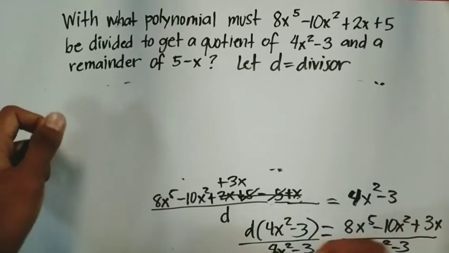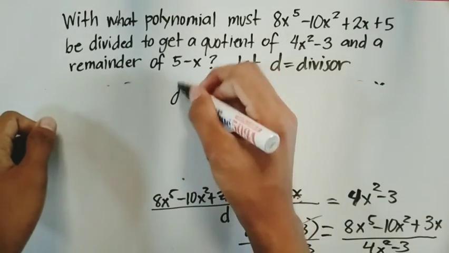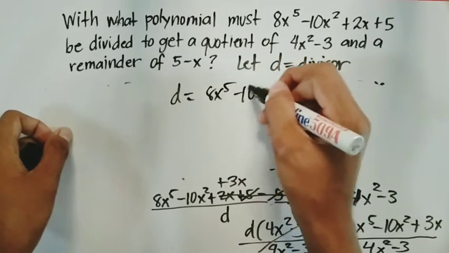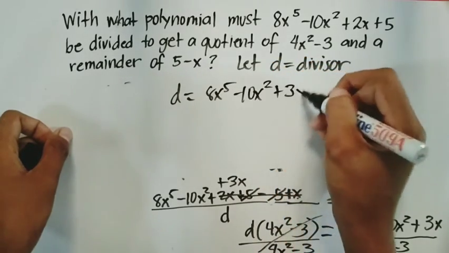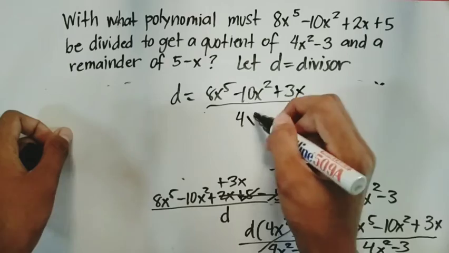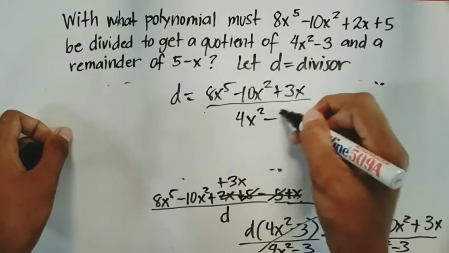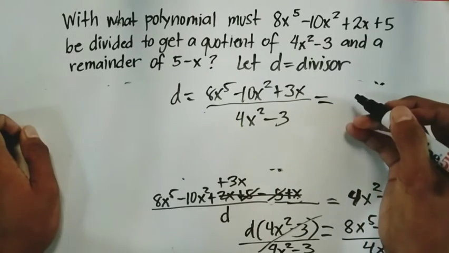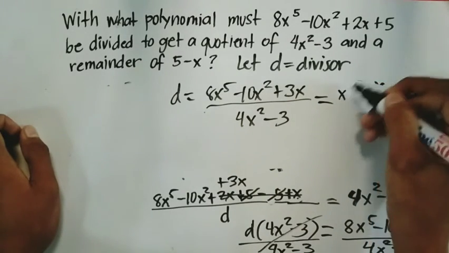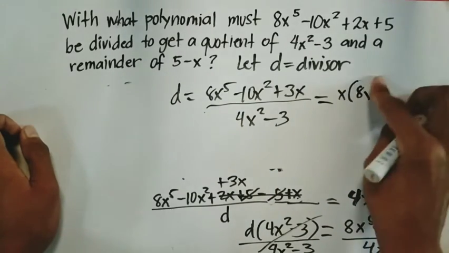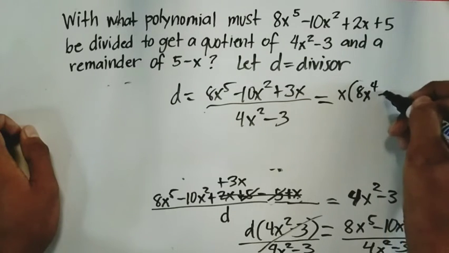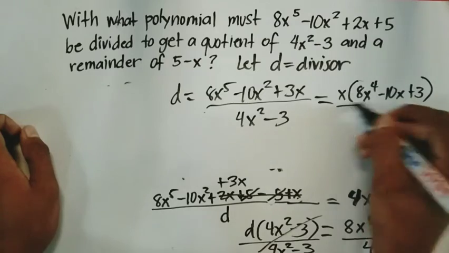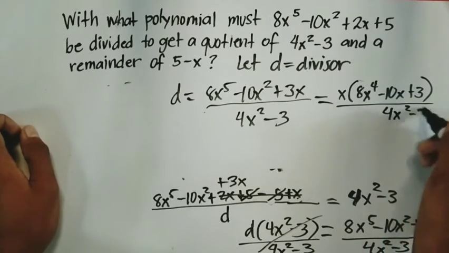So, pag divide both side natin, we have d. Yun na yung sagot natin. So, 8x to the 5th minus 10x squared plus 3x all over 4x squared minus 3. Pasensya na po kung maingay. And now, pwede natin siya i-factor. Yung numerator, iba pare sila may x. So, we have x times 8x to the 4th minus 10x plus 3. Diba? Then, all over 4x squared minus 3.